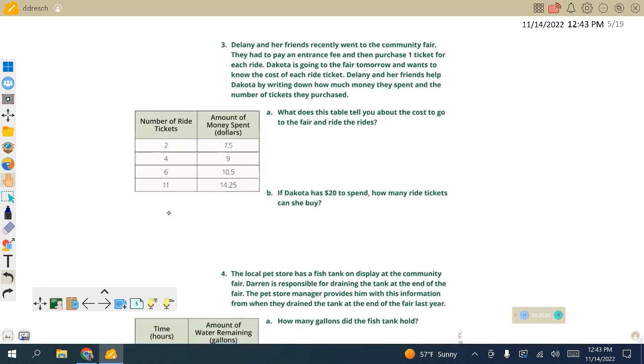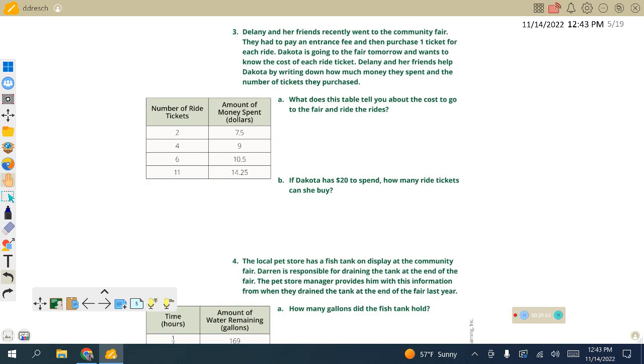Delaney and her friends recently went to the community fair. Think about yourself going to the carnival or anything. They had to pay an entrance fee and then purchase one ticket for each ride. Okay, that makes sense. We've been to places that do that. Dakota is going to the fair tomorrow and wants to know the cost of each ride. Delaney and her friends helped Dakota by writing down how much money they spent and the number of tickets they purchased. Why in the world would anybody do that is beyond me, but you guys know these are math word problems, so they don't always make a lot of sense. All right. What does this table tell you about the cost to go to the fair and the rides? That's going to allow us to calculate the slope.